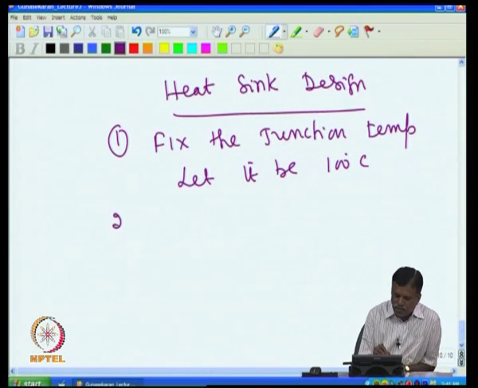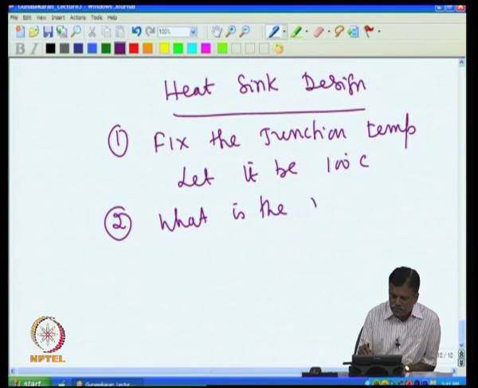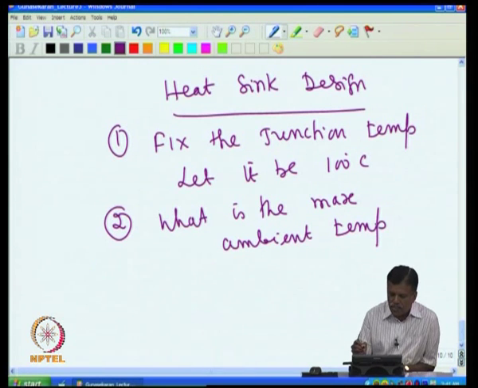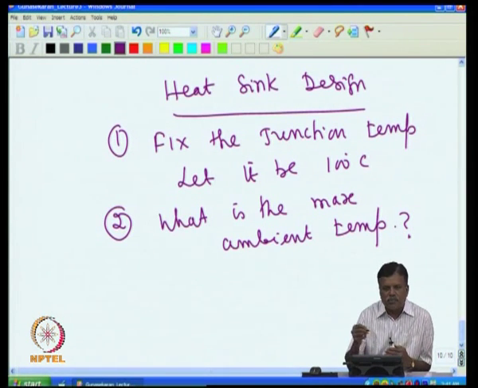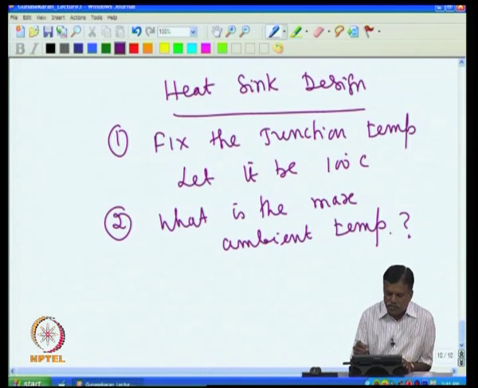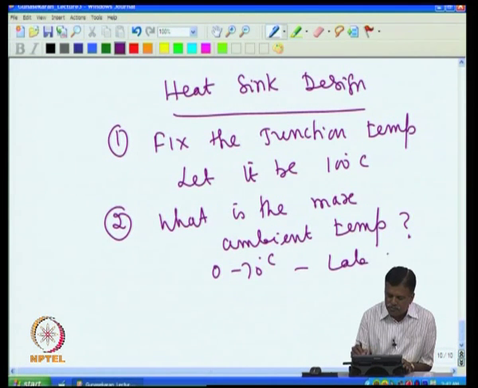Then the second step is, what is the maximum ambient temperature? Because the equipment has to work in the ambient, and if I am putting a heat sink, the heat sink basically radiates to the ambient, and depending upon the ambient temperature only you will have the heat sink size. For example, if it is a laboratory equipment, then the expected ambient temperature is 0 to 70 degree for lab equipments.